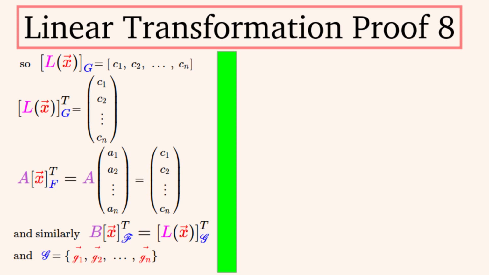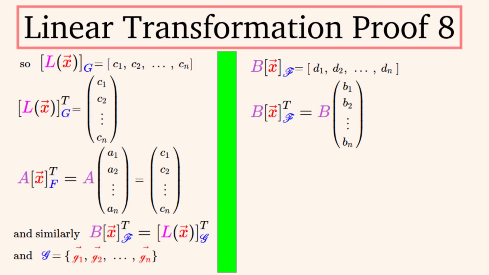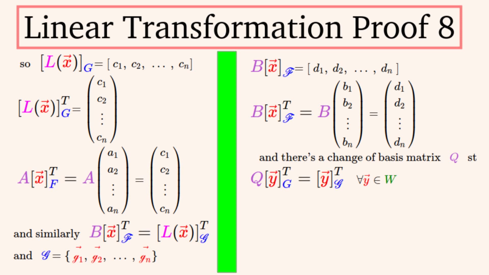And these are the vectors in set G, which are small curly G vectors. And this is what the coefficients are of this vector multiplied by matrix B. So we'll multiply B by a column vector of these coefficients like this, which will give us a column vector of these coefficients that are for the basis of curly G, because they are for a vector in the codomain W. And there's a change of basis matrix Q, so that it changes these coefficients from G to curly G.